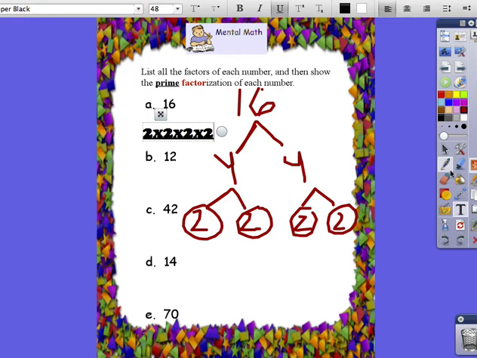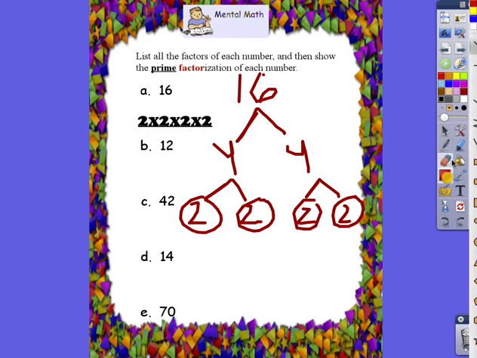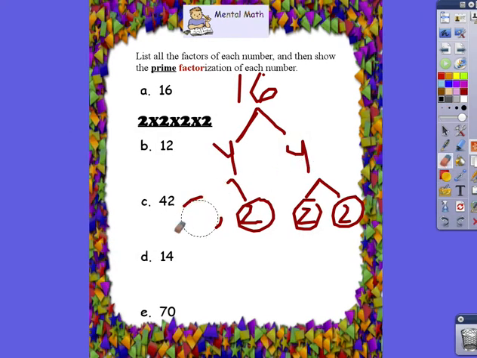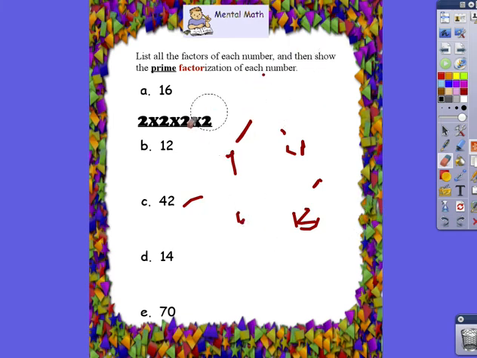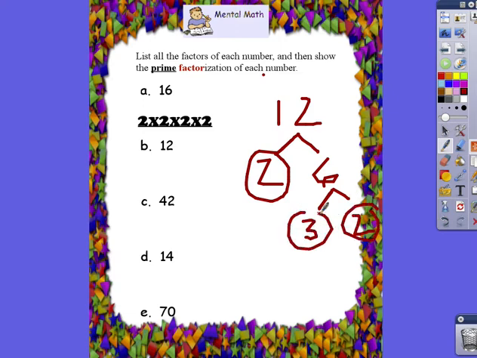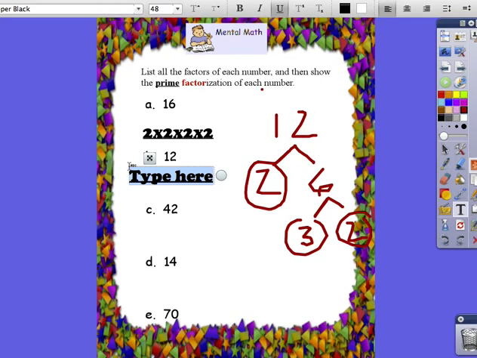All right, now let's go ahead and take a look at another number. So erase all this. All right, if we were to break up the number 12, it could be broken up with 2 and 6. Do we have any prime numbers? 2 is. You've got to break up 6 then. You can do a 3 and 2. So our prime factorization for this, and it can be in any order, would be 2 times 3 times 2.